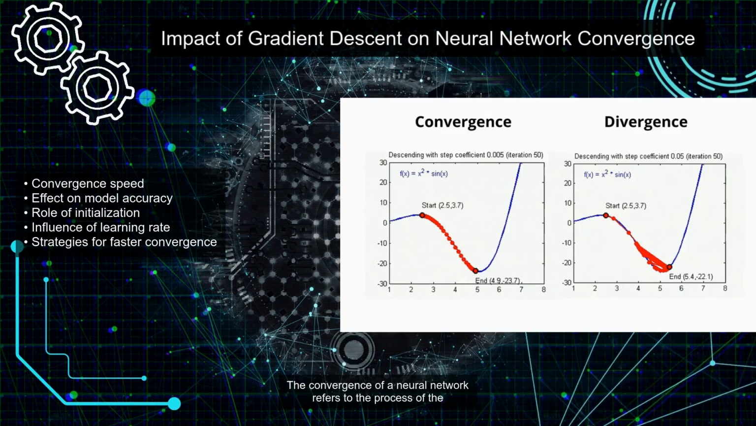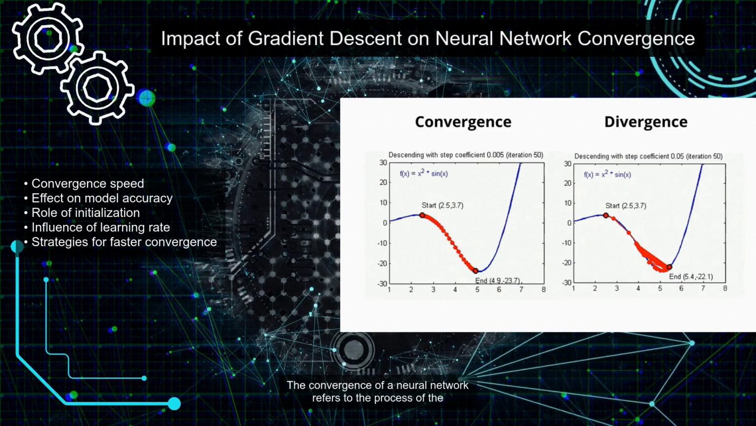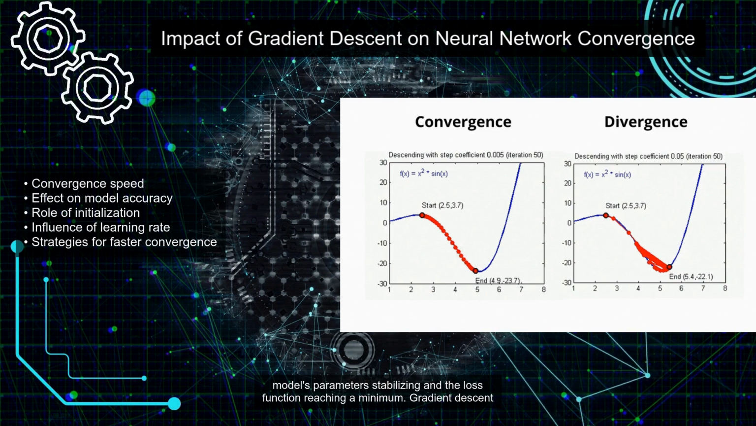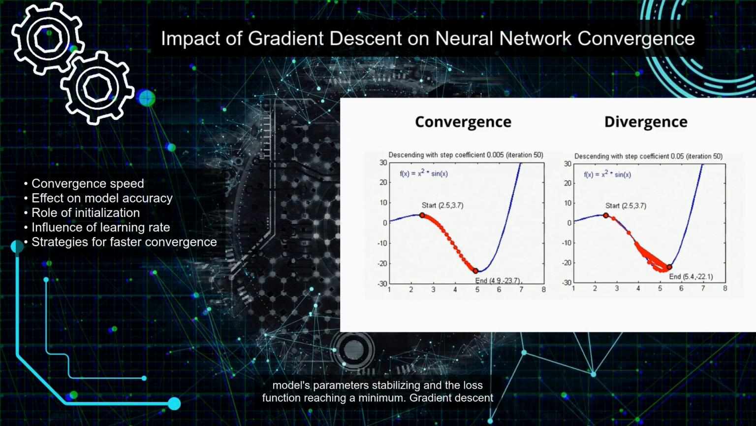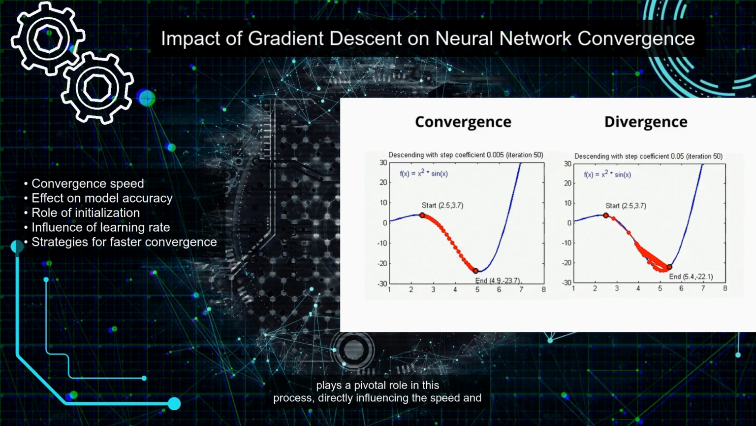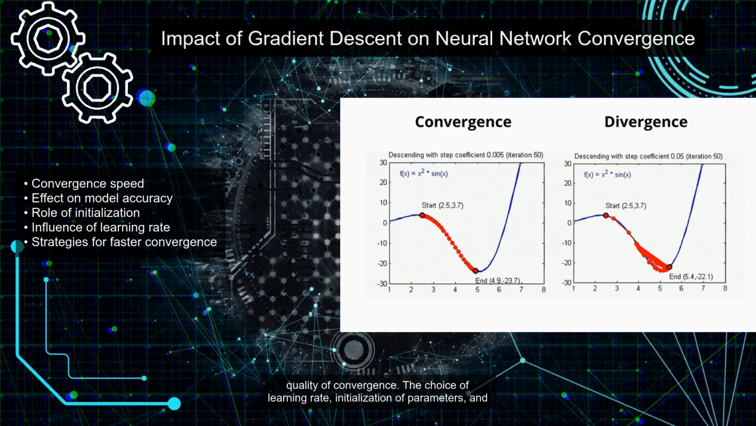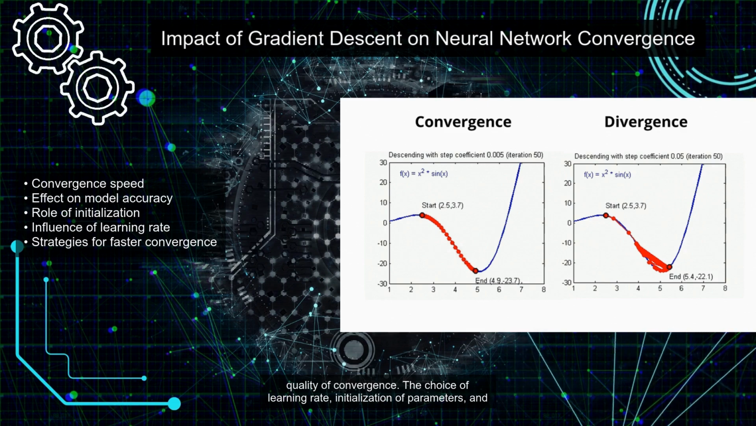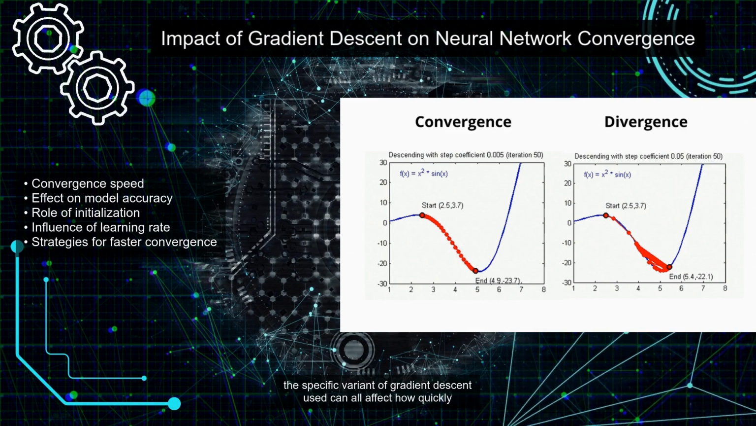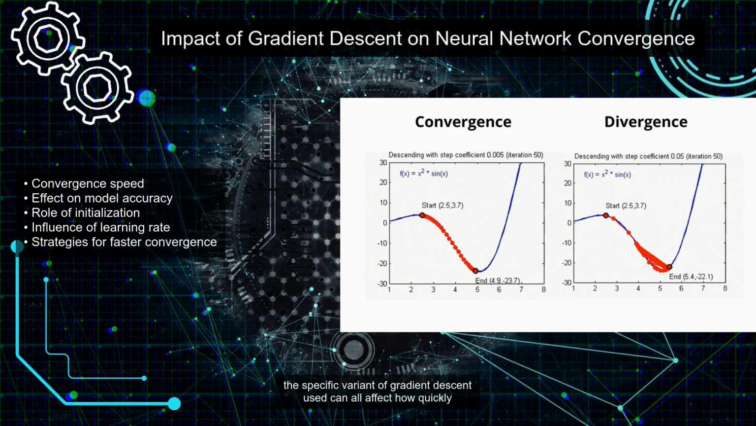The convergence of a neural network refers to the process of the model's parameters stabilizing and the loss function reaching a minimum. Gradient descent plays a pivotal role in this process, directly influencing the speed and quality of convergence. The choice of learning rate, initialization of parameters, and the specific variant of gradient descent used can all affect how quickly and accurately a model converges.